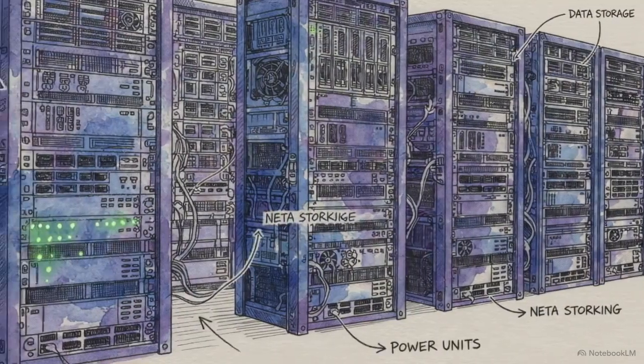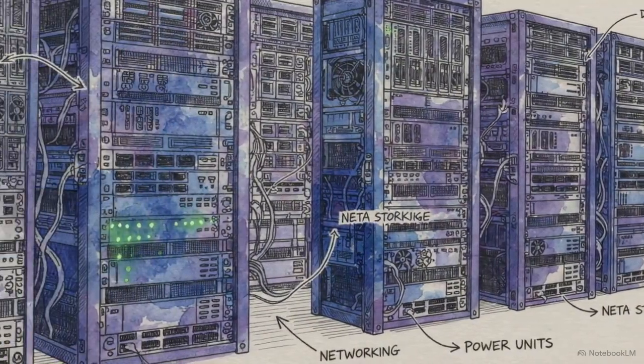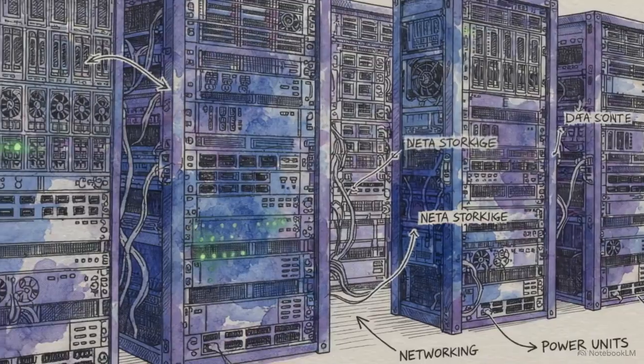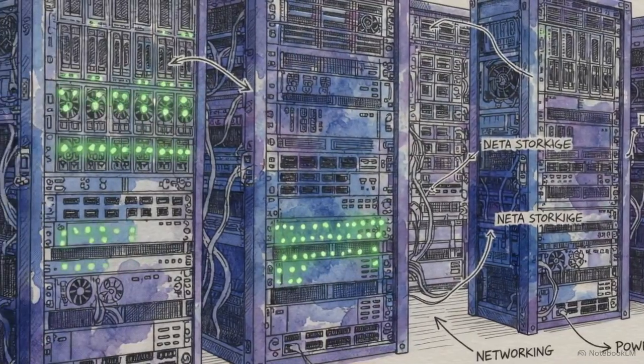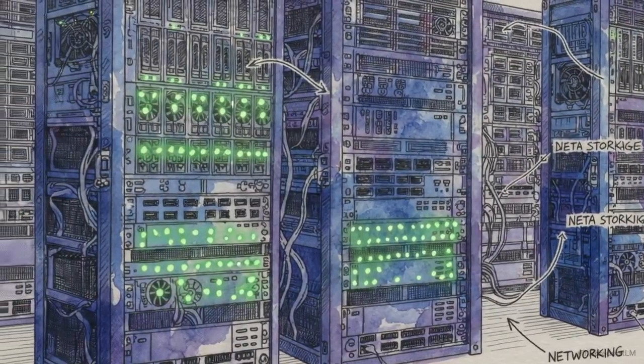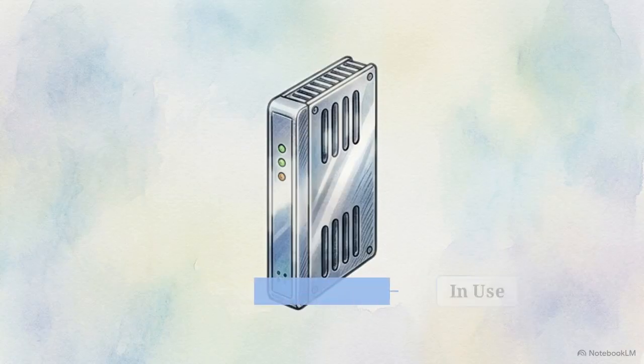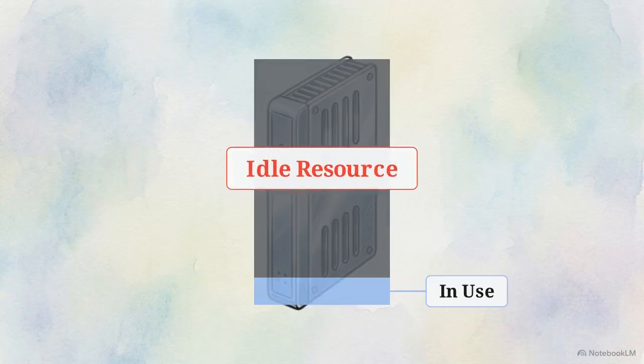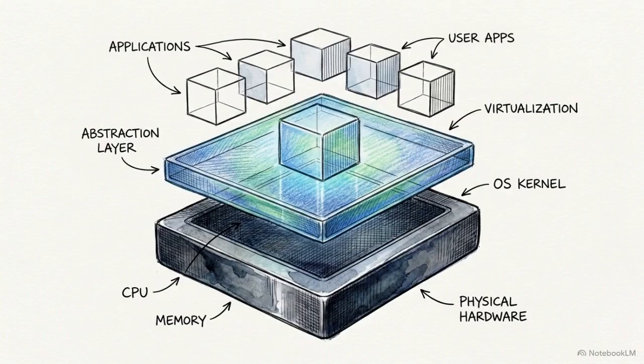For decades, enterprise computing was constrained by a strict one-to-one relationship: one physical machine running exactly one operating system. If an application required 10% of a server's processing capacity, the remaining 90% sat idle, wasting electricity and rack space. Virtualization solves this hardware bottleneck by introducing an abstraction layer.